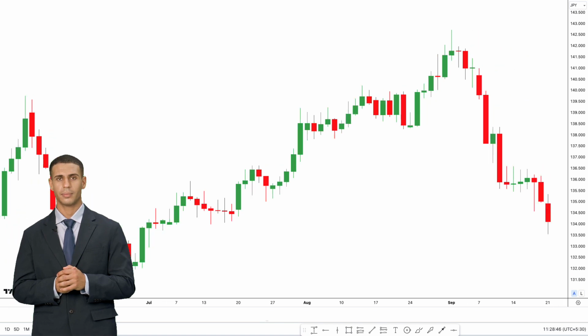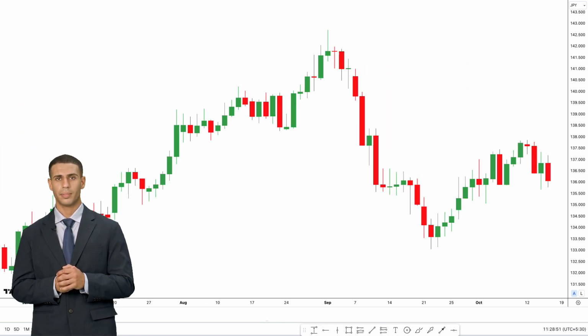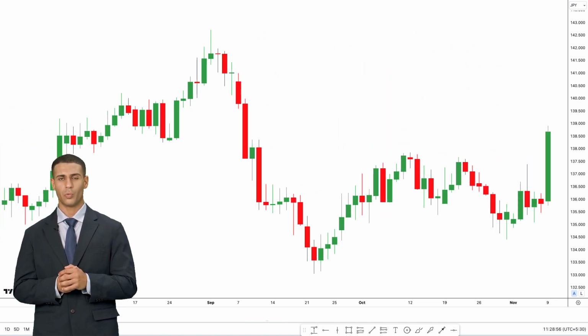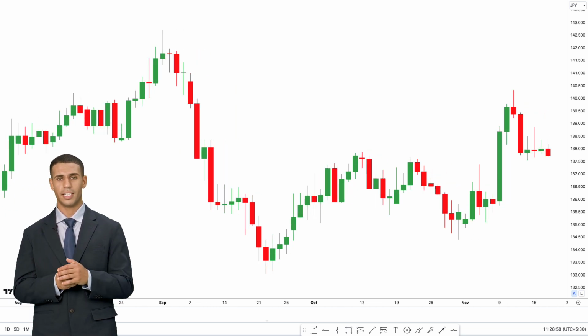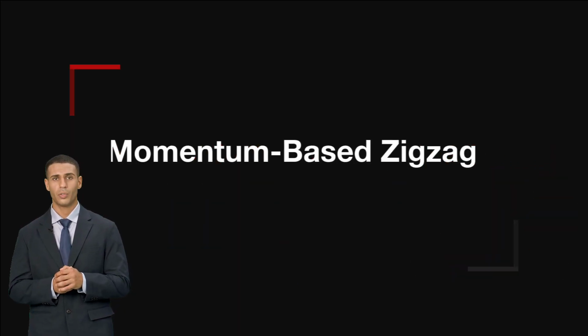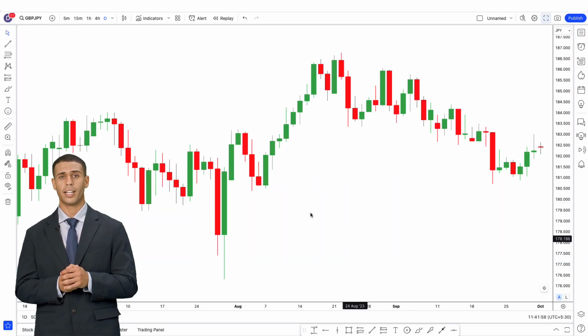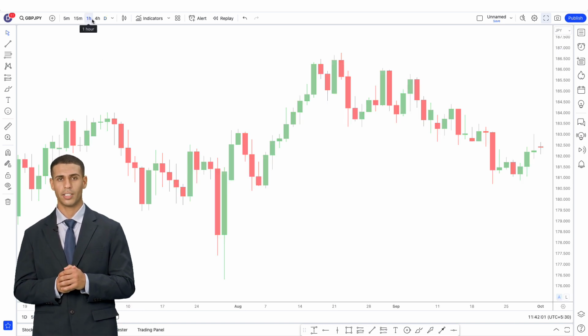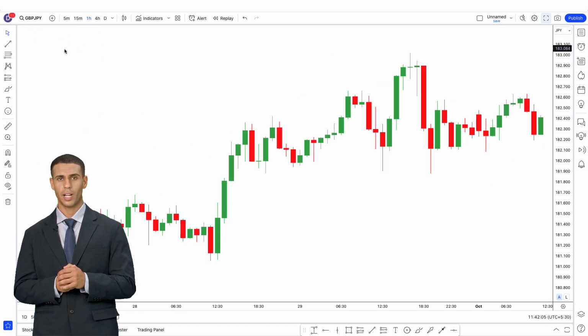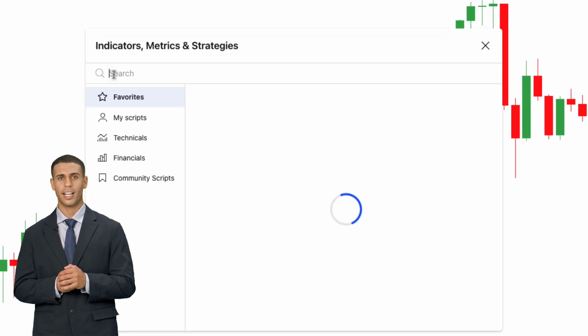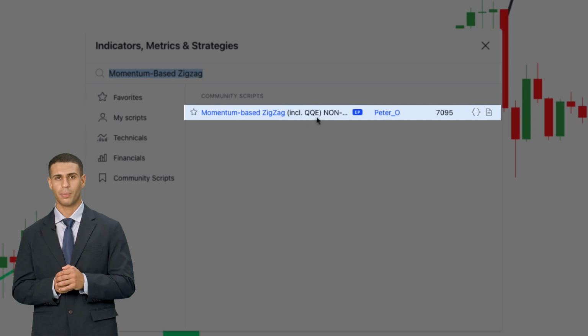Let's dive right in. Now, the buy and sell indicator we are talking about is called the momentum-based zigzag. To add it to your chart, you need to go to TradingView, then load whatever forex pair or trading security you like. For me, I am going to use the 1-hour time frame of GBP and JPY. Then open the indicator search tab and type momentum-based zigzag. Pick it up by Peter Orr.